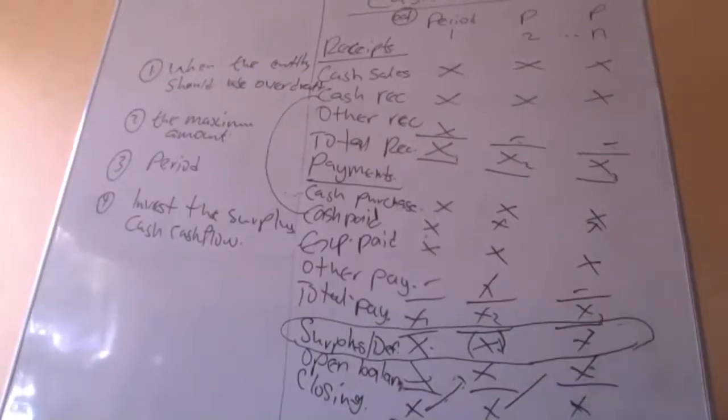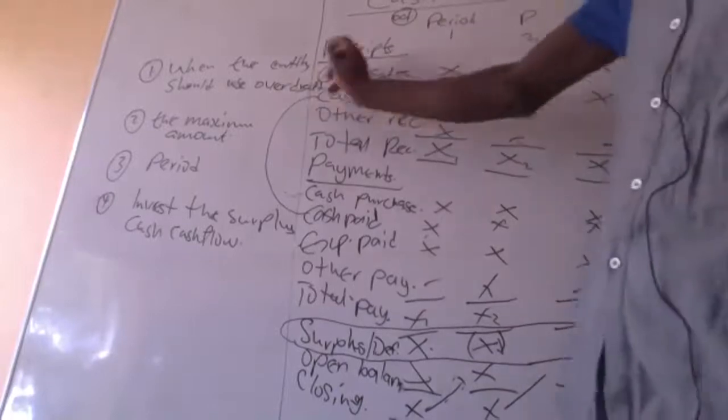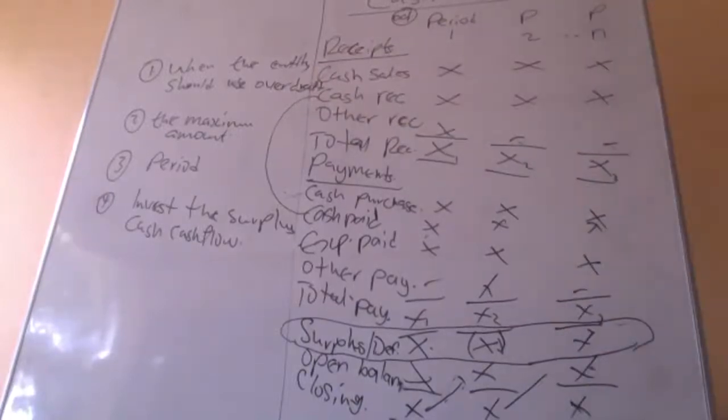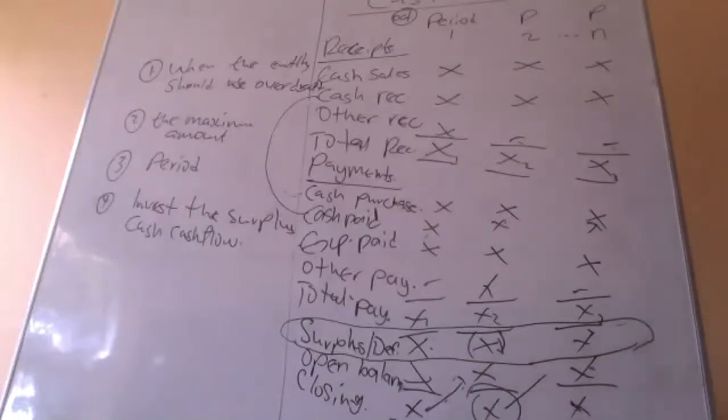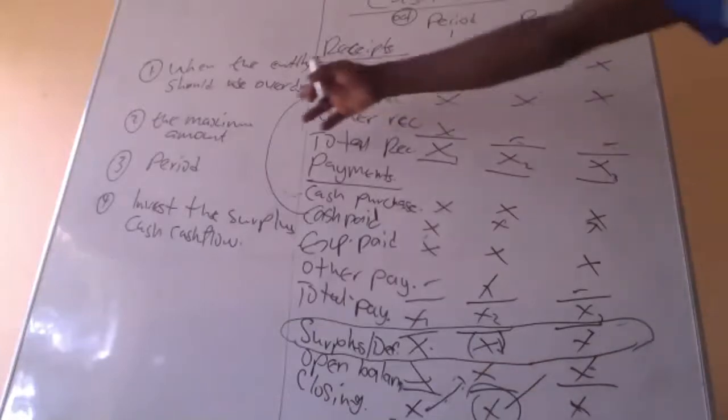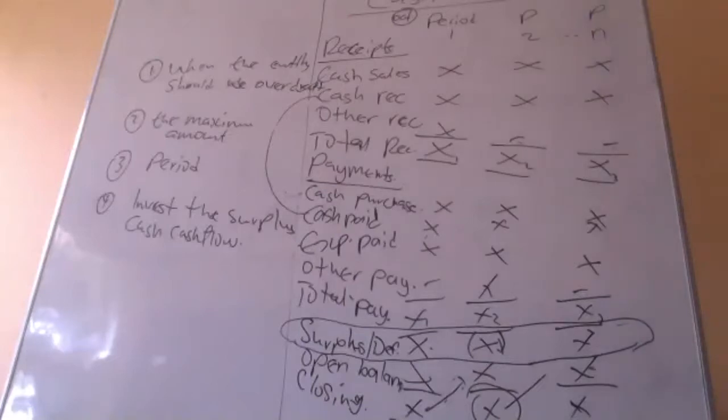Good, so that's the first. You've answered it: when there's a deficit. Two, what's the maximum amount they will give you? The maximum amount is the closing balance for that period. You may request any amount at all, but when the bankers pick your cash budget and analyze it, they won't give you what you are requesting. They will give you what they think is good for you.